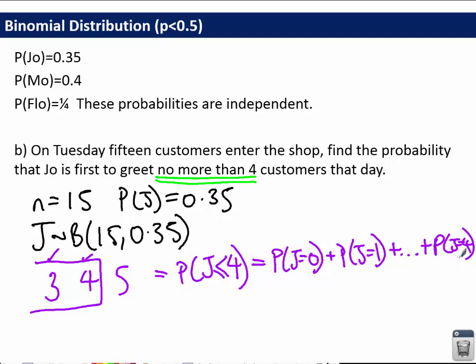Is there another way of doing it? I don't really want to do all that work. Well, there are some tables, and I was hoping you could maybe show everyone what the tables are. Yeah, of course I can.